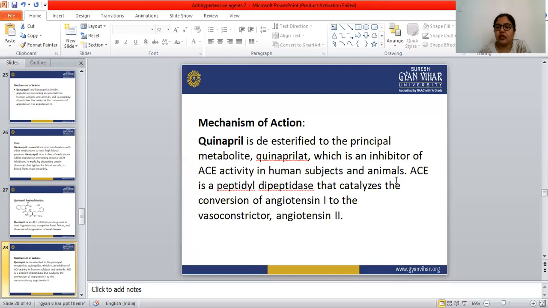ACE is responsible for the conversion of angiotensin 1 to angiotensin 2. When this enzyme is reduced in the body, the level of angiotensin 2 is also reduced. So this is the mechanism of action of quinapril: it reduces or inhibits ACE in the body.